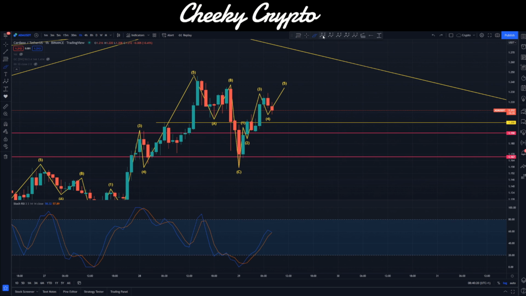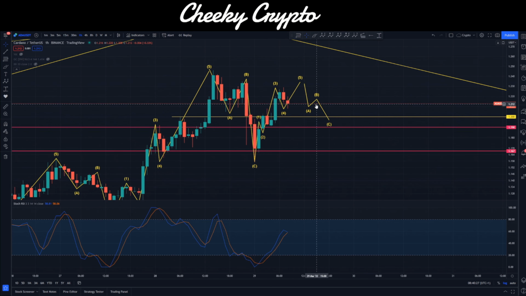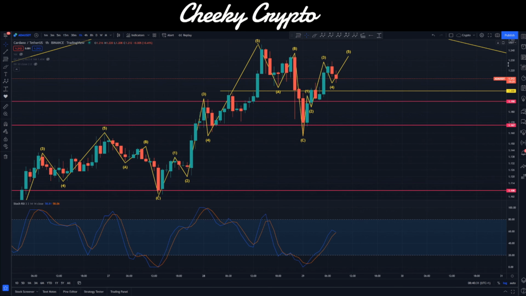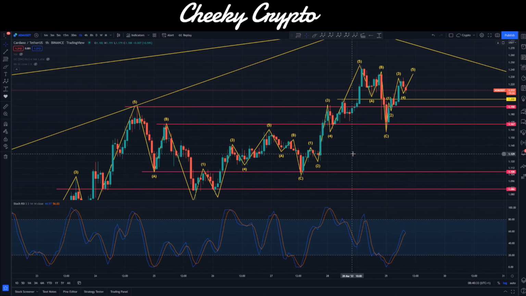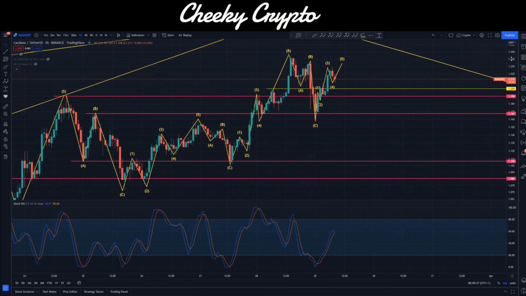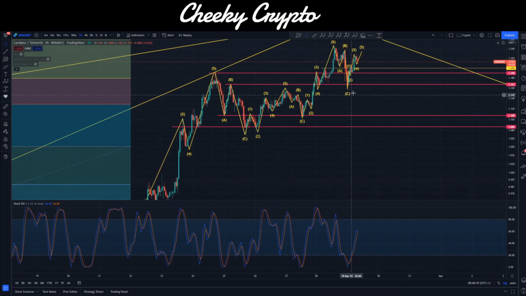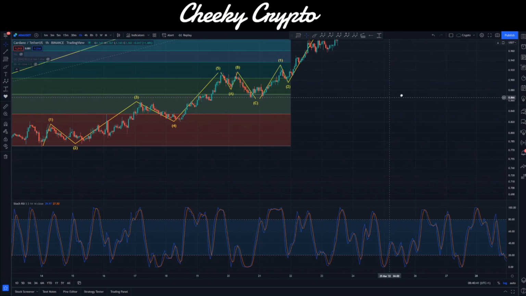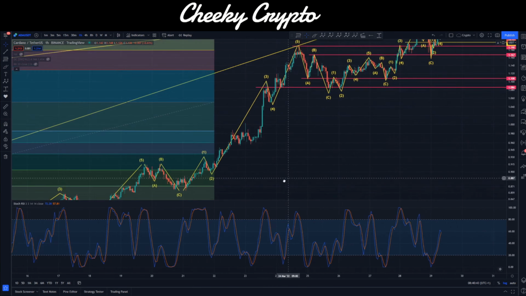Then we look for a smaller kind of ABC move coming down, and then an additional set of waves coming up. It's very, very choppy here, but I think we are still following the right directional move, the right directional impulsive direction of the entire macro move, or at least the next step up. I don't want to call it necessarily a macro move, all the way from the very bottom here.